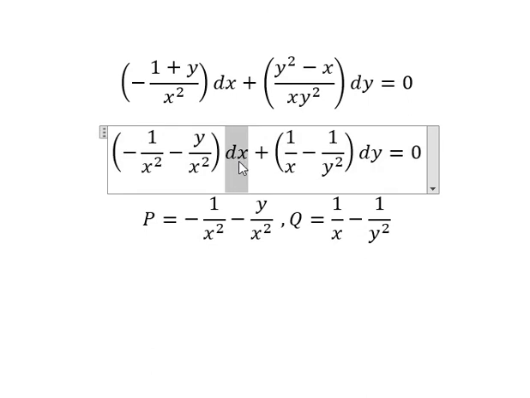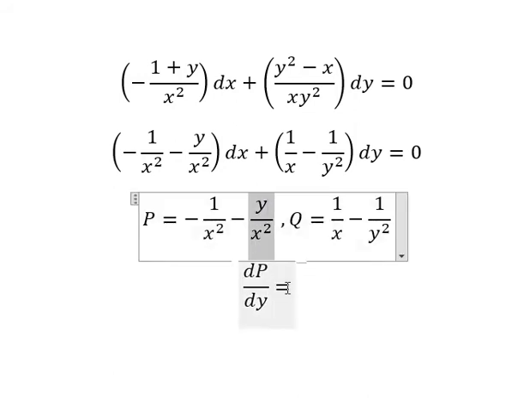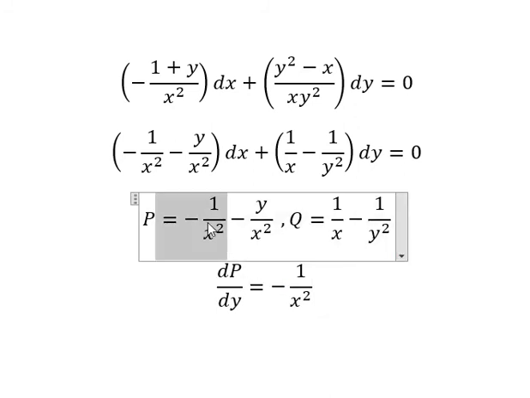We have the S. That means we need to do first the derivative of B with respect to Y. So we just have only this one, and we have negative 1 over S squared. This one we don't have Y, so you got 0.